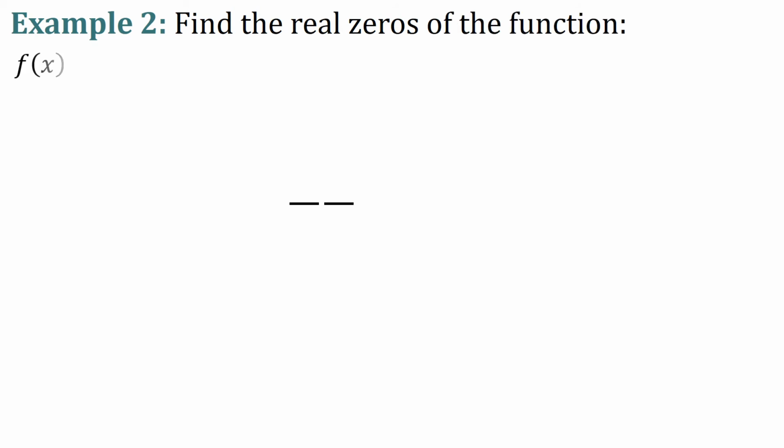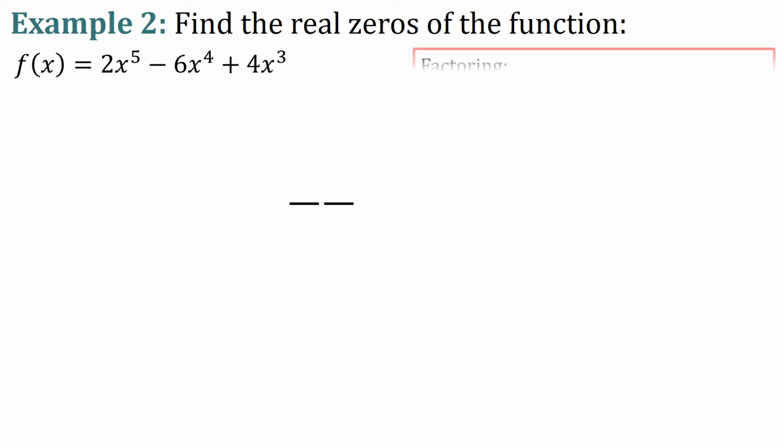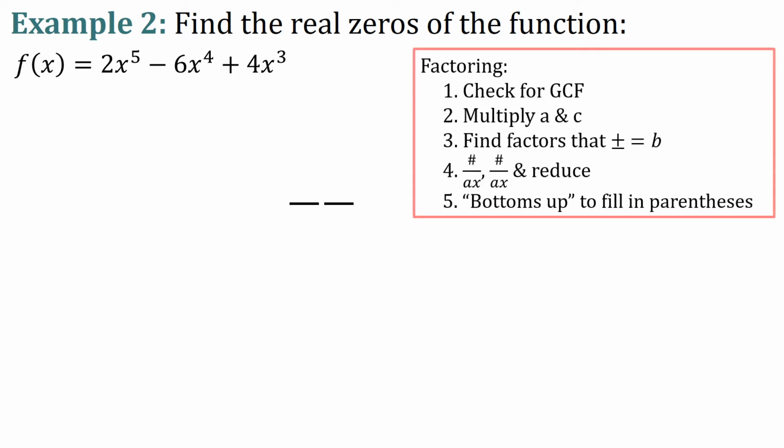So let's find the real zeros of the function f of x equals 2x to the fifth minus 6x to the fourth plus 4x cubed. Now we're going to have to factor this. So over here on the right-hand side of your screen, I have brought over the factoring process from Algebra 2 Trig. Remember, we wrote this on a note card. The first thing we have to do is check for a GCF. We have 2x to the fifth minus 6x to the fourth plus 4x cubed. Do we have a GCF? Yes, we do: 2x cubed. So that means we can divide all three terms by 2x cubed.